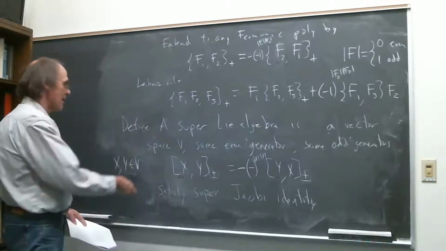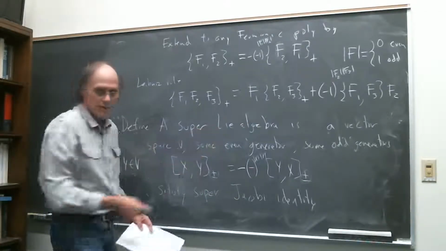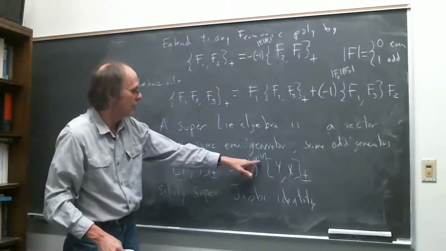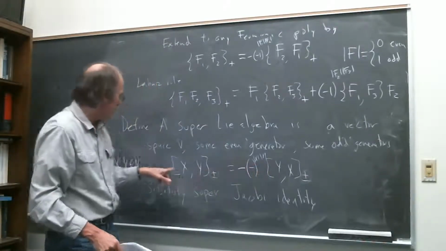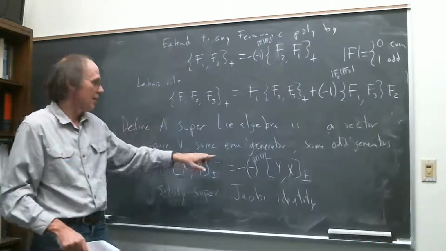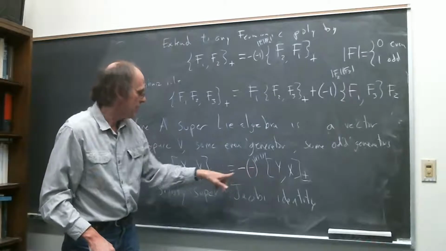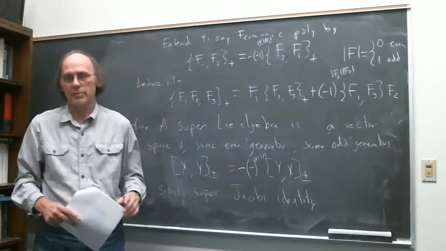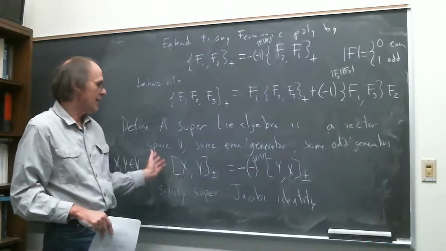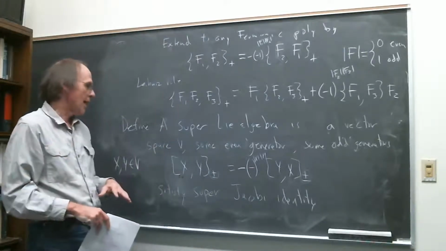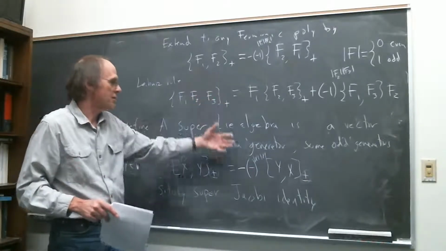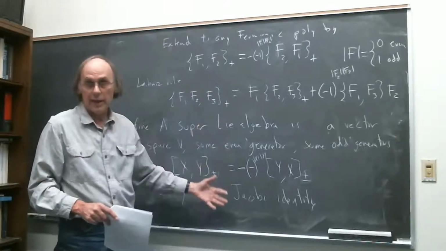So this is just the abstract definition of what a super Lie algebra is. And the idea of this is that if all the elements in V are actually even, there are no odd elements, then this is just the definition of a Lie algebra. It's just a Lie algebra. And if everything is odd, then you're still going to have a Lie algebra.